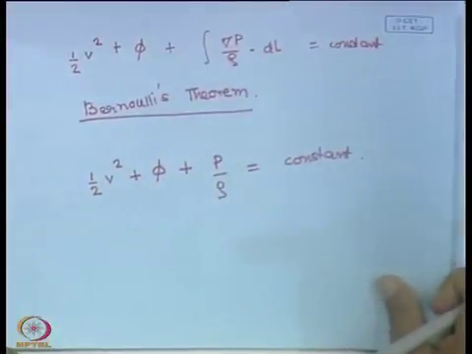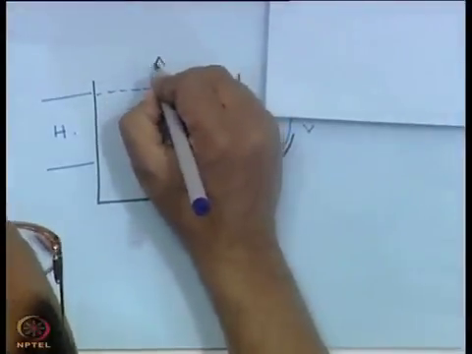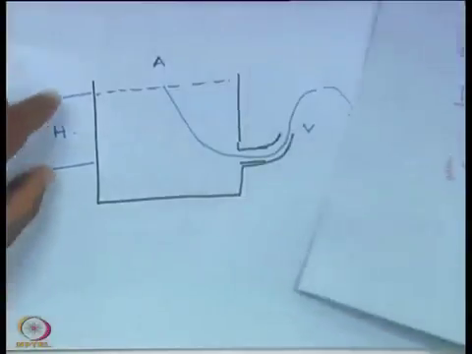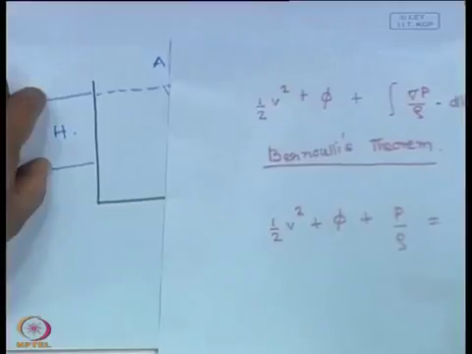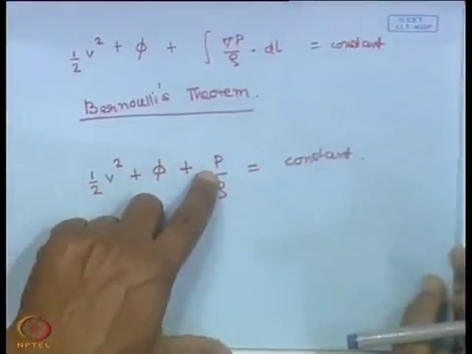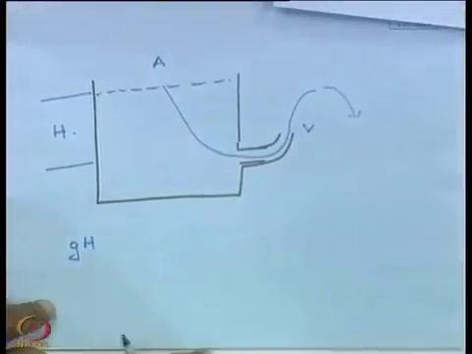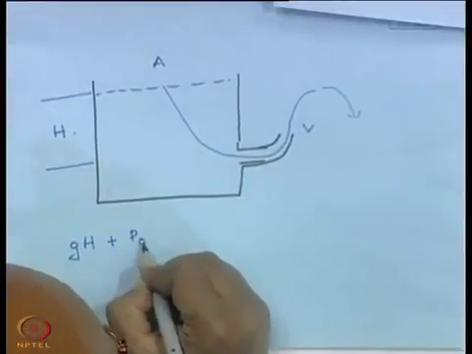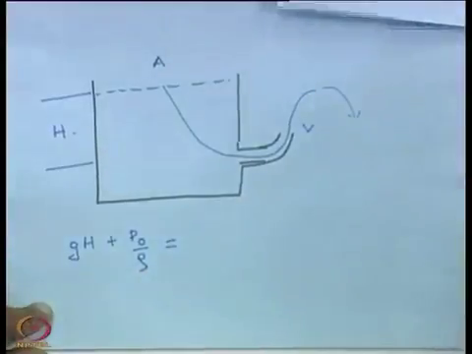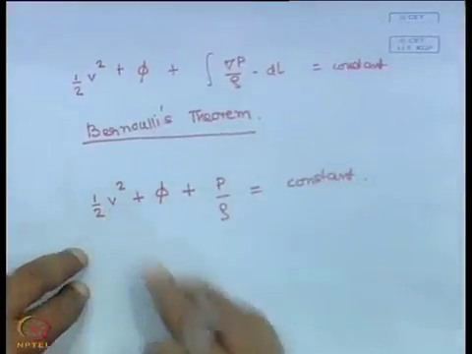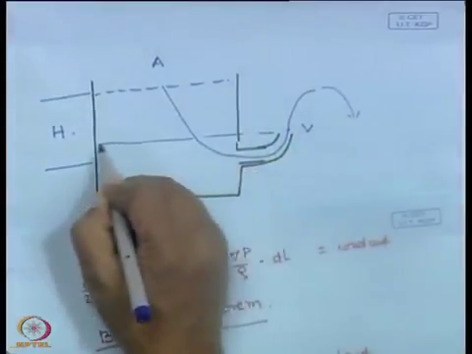Let us apply this equation. So, at the top of the fluid at the point A, the velocity is 0, there is a gravitational potential, which is g h, and we have the atmospheric pressure by rho. So, g h plus P naught by rho should be equal to the expression at the outlet, at the tip of the outlet, where h is the height difference between the tip of the outlet and this.